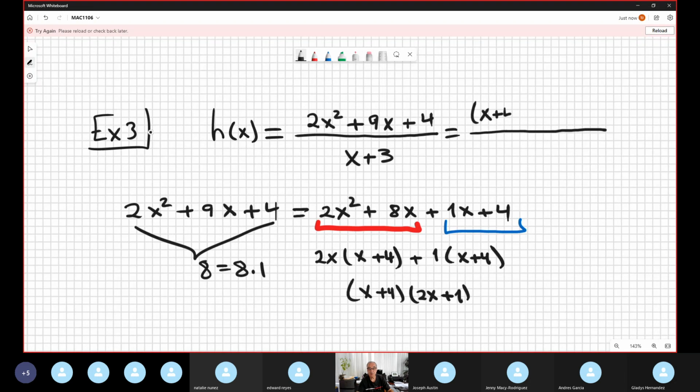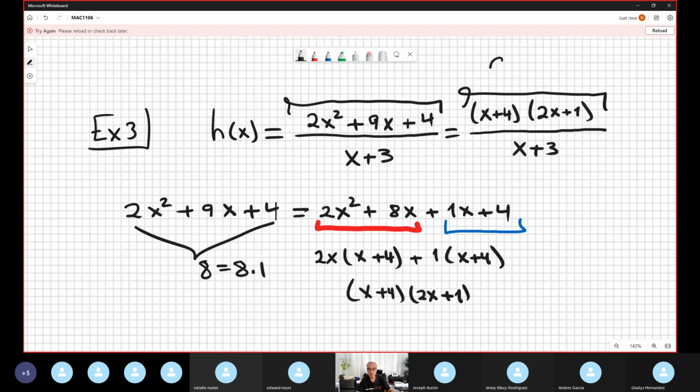x plus 4, 2x plus 1, and the bottom, x plus 3, is just one elementary binomial where it is impossible to do anything. This is the original, and this is the factored form. Okay. Anyone follow me so far? Yeah. Now let's do the second point, the y-intercept.